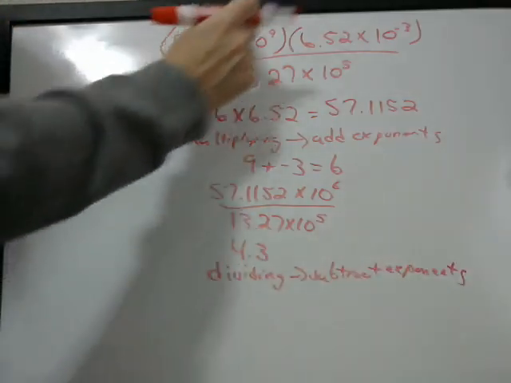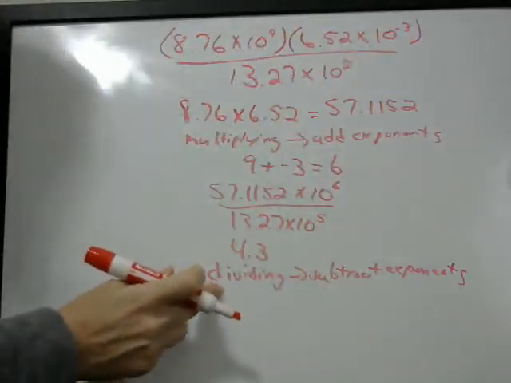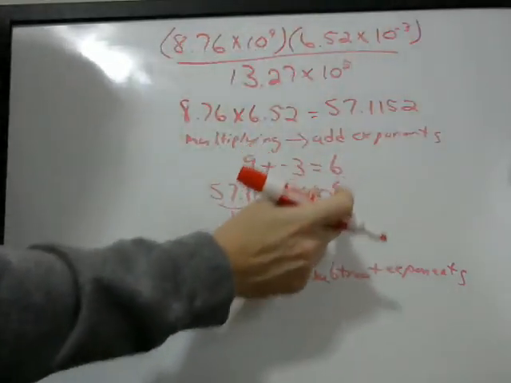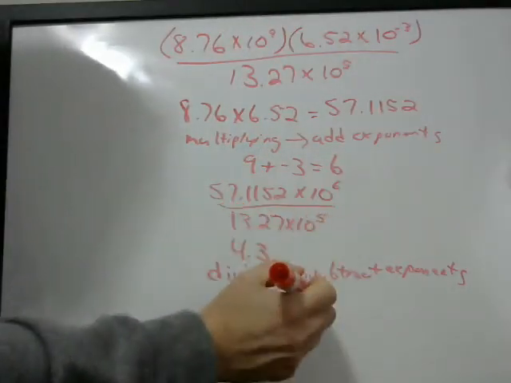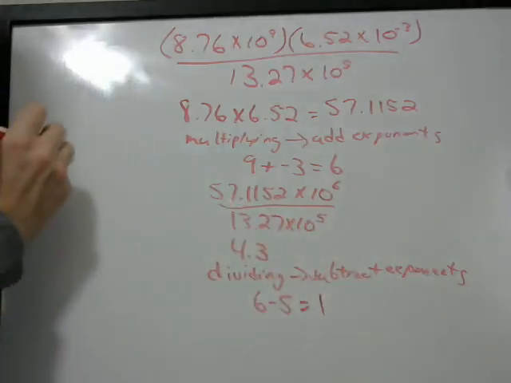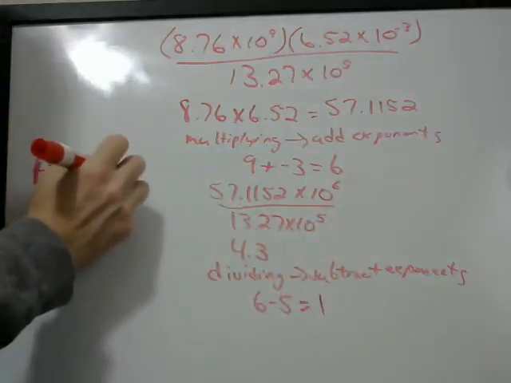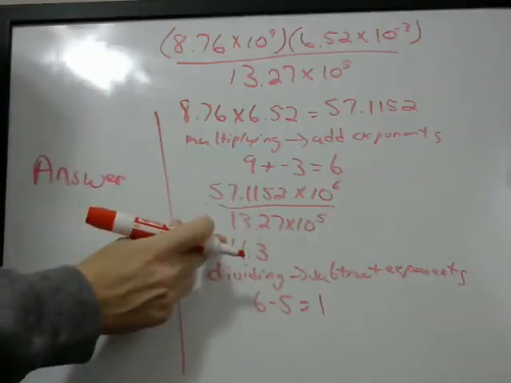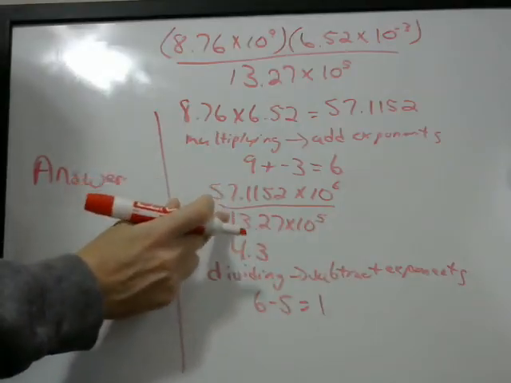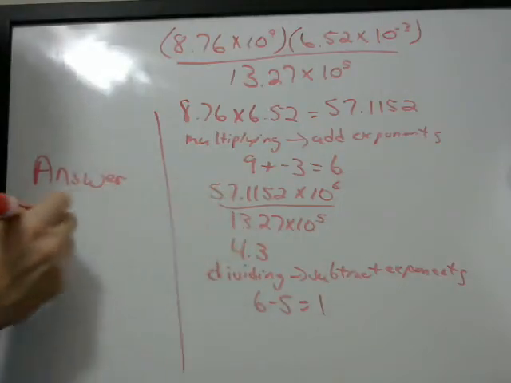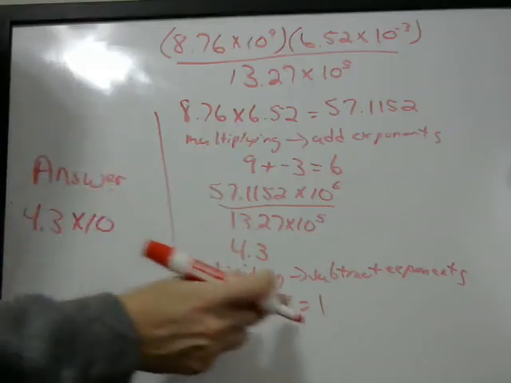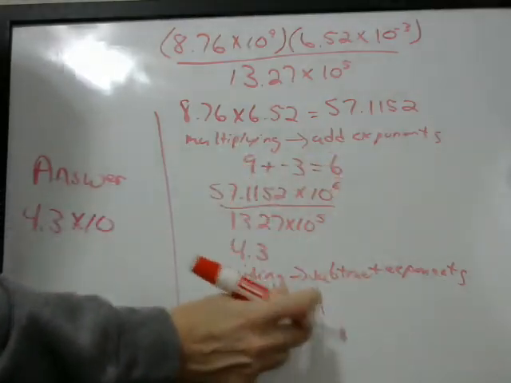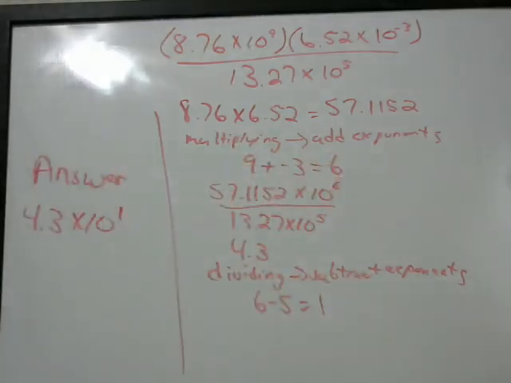When you're multiplying, you add them. When you're dividing, you subtract. So this is going to be 6 minus 5, because here we have a 6, here we have a 5. 6 minus 5 is 1. So our answer is 4.3, because 57.1152 divided by 13.27 was about 4.3. It's a long number, but it's about that. Times 10 to the 1. 6 minus 5 equals 1. So that's our final answer for this problem.